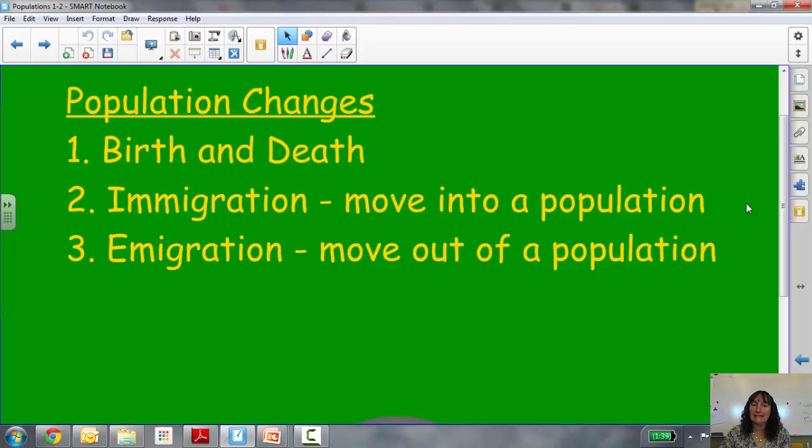Emigration, starting with an E, is just the opposite. That's moving out of that population. So if we had a herd of deer and a deer left to go find better food somewhere, then that would be emigration, and that population is going down because that deer has left.